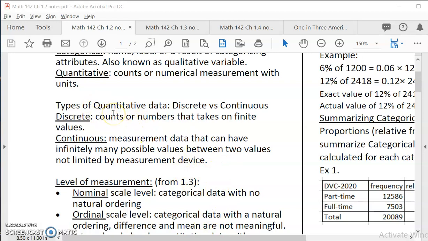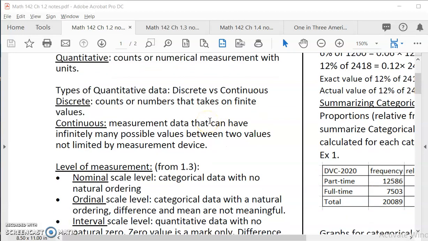So the second way of classifying is classifying quantitative data. Out of quantitative data, which is measurement or count, we can further classify it as discrete or continuous. A discrete data is a count or a number that takes on finite values. So there are only that many numbers possible. Maybe number of siblings or number of classes that you're taking. So they are counts, and they take on finite values.